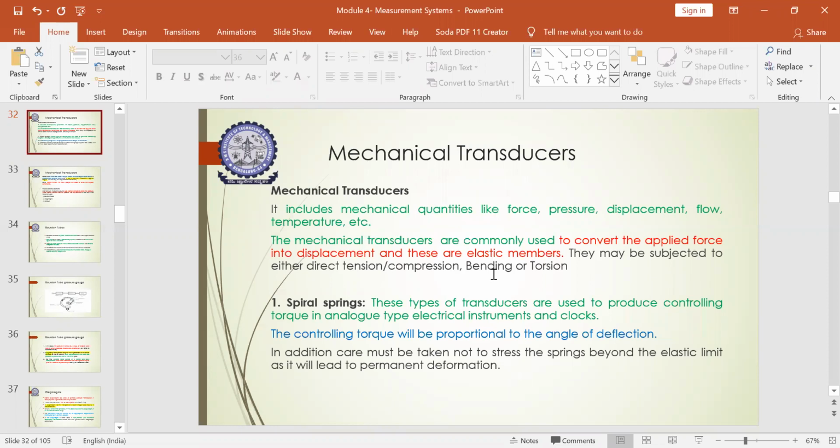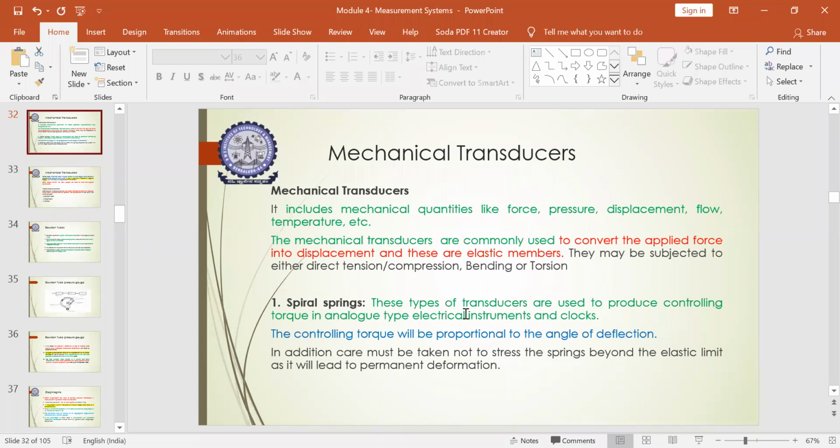So this is about how a mechanical transducer uses the physical quantities to get the output in the form of displacement. In that, the first type of mechanical transducer you have to understand is spiral springs. What happens in case of spiral springs? These types of transducers are used to produce controlling torque in analog type electrical instruments. So what do you understand by this? The output is producing a controlled torque in analog type. It is not digital type.